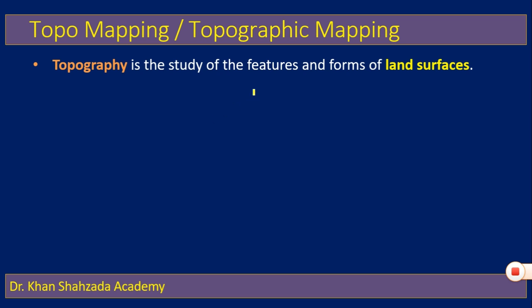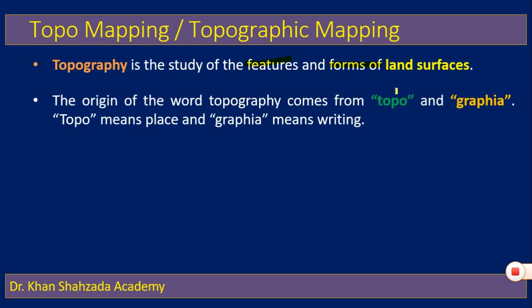So first of all, I'm going to discuss topographic mapping. This is the study of the features in the form of the land surface. The origin of this word, topography, comes from topo and graphia. Topo means place and graphia means writing. So the aim of this study is to create surfaces, places, or land area.